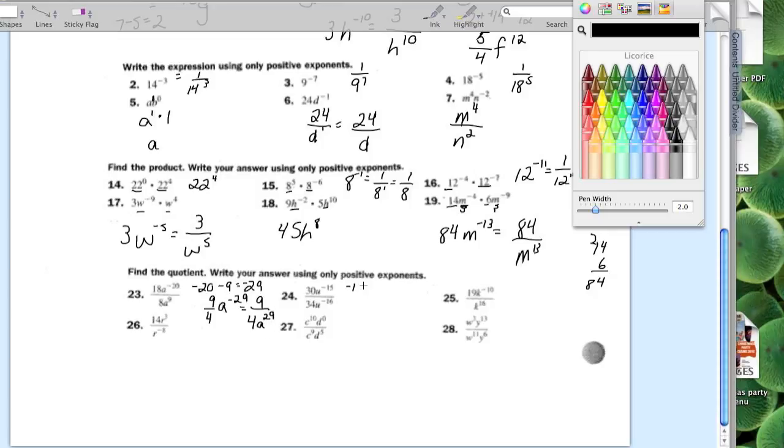Here I'm going to subtract negative 15 minus negative 16, which is plus the positive. My exponent's really just 1. And I can simplify. What goes into 30 and 34? They can both be divided by 2, 15 over 17.